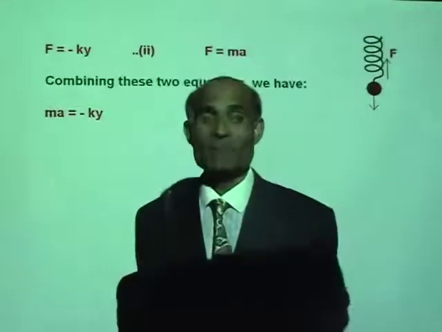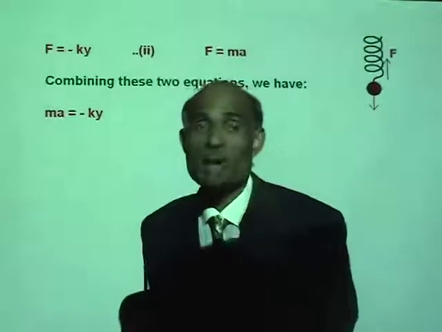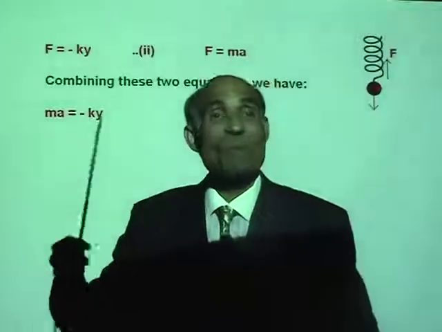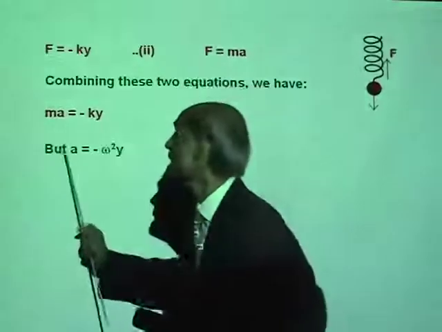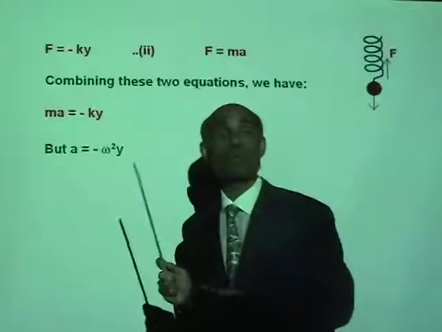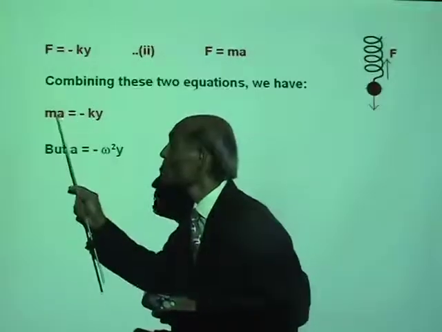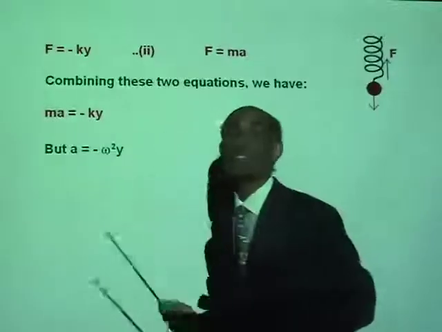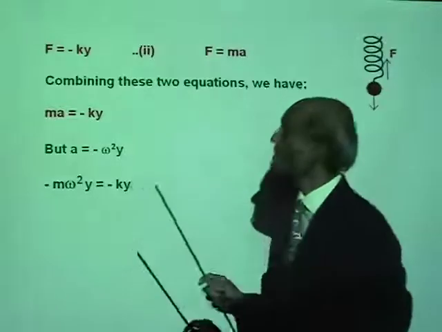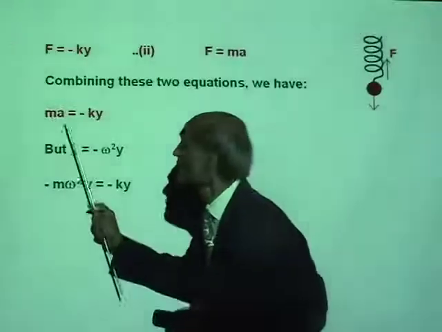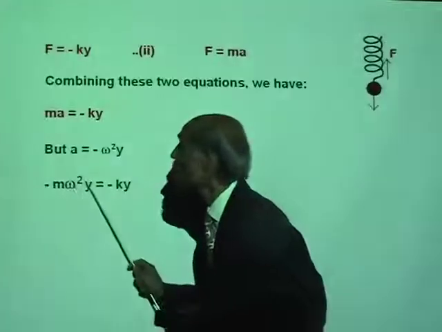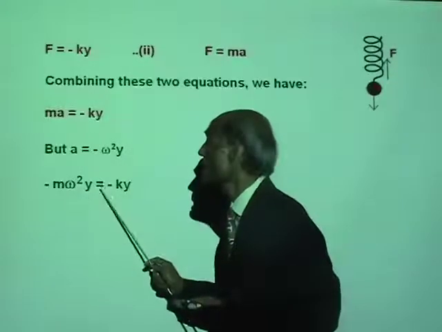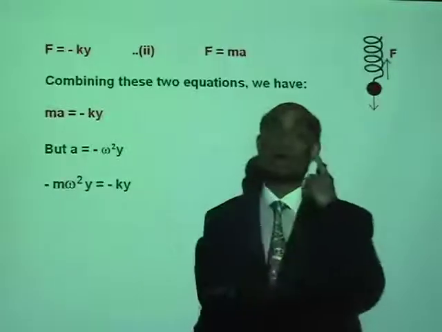Alright, can you look back? I told you you must remember that equation. Acceleration of a simple harmonic motion is negative omega squared y. a equal to negative omega squared y. So this is the acceleration that we are talking about. So we can replace this a by negative omega squared y. What does the equation now become? m times negative omega squared y. ma now becomes negative m omega squared y equal to negative ky.